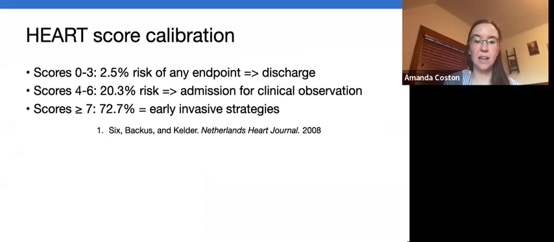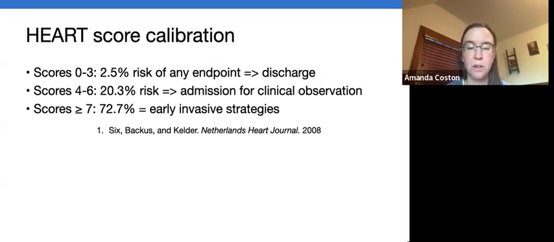And then where does this covariate shift piece come in? Okay, so on the MDCalc page, and in the original paper, this Six, Backus, and Kilder paper, they give this guidance for how to use scores. So they say that if you have scores 0 to 3, that means they have a 2.5% risk of any cardiovascular adverse endpoint, and they recommend discharge. If the scores are between 4 and 6, the risk is about 20% of any cardiovascular adverse outcomes.